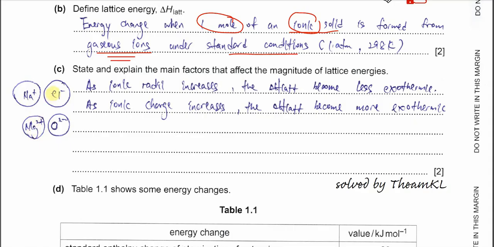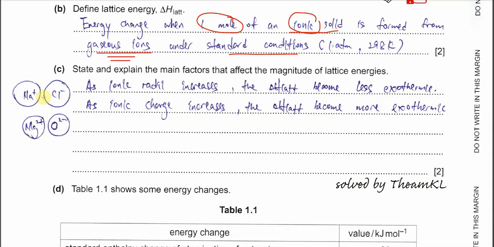And for this chloride, chloride is also larger than the oxide, and the oxide has more charge. It has 2 negative. So if we compare these two ionic solids, we know that the attractions in magnesium oxide are much stronger than in sodium chloride. It's just because of these two factors: the ionic radii and the charge.